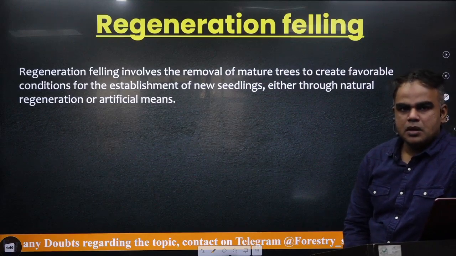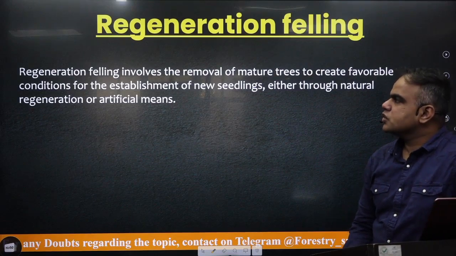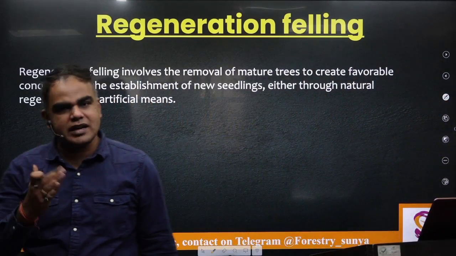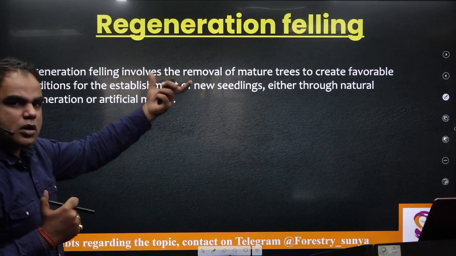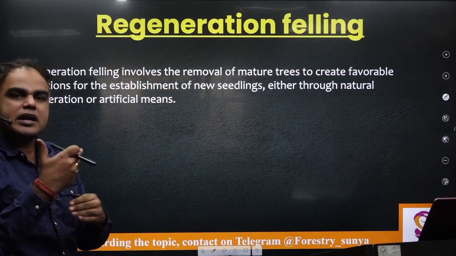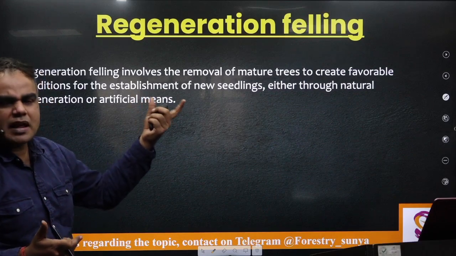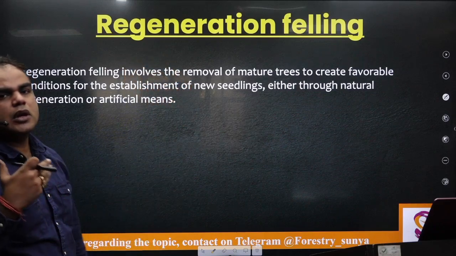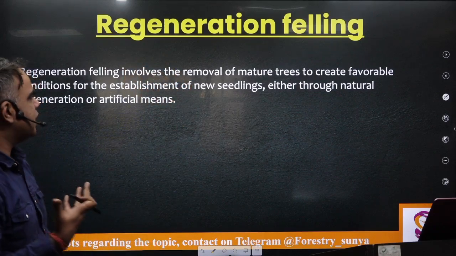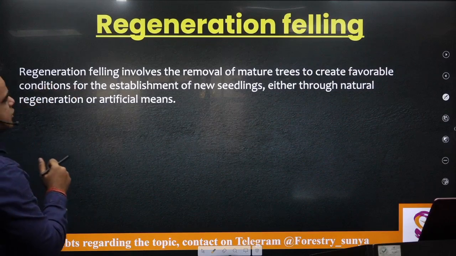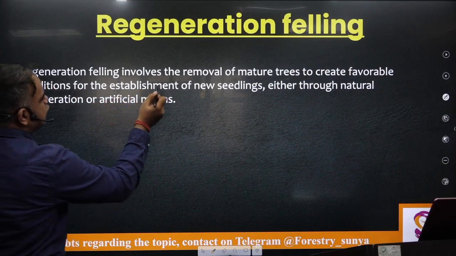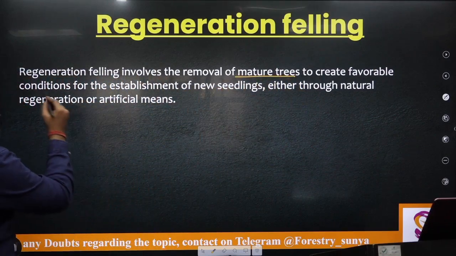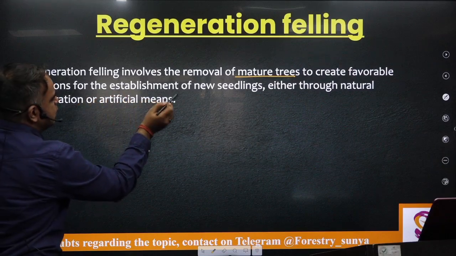Another term that was used was regeneration felling. Felling is the activity of cutting down trees. Regeneration is generation, you are regenerating something. From the name itself, and there are different types of felling. One of them is regeneration felling. You can go for selection felling, etc. When we say regeneration felling, it involves removal of mature trees so as to create conditions for establishment of new seedlings.